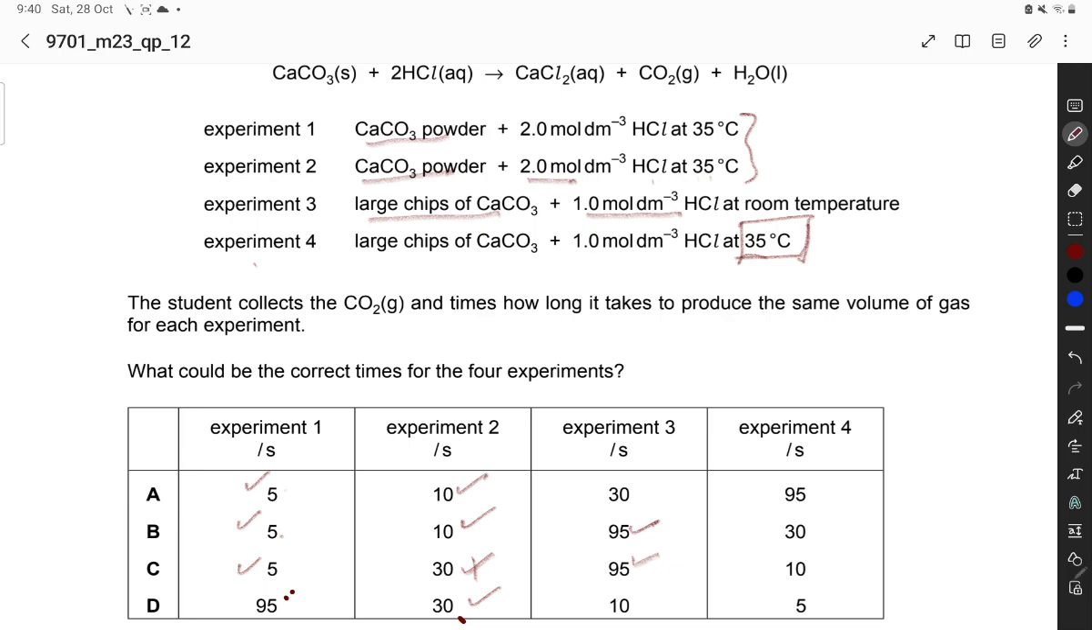So next, experiment 4 is 95 degrees centigrade, 95 second. In experiment 4 temperature is increased even though large chips of calcium carbonate and the same concentration are used, but by increasing the temperature, it will take less time. So it must be correct. Not 10. 10 is too small a time. 5 is also appropriate because large chips of calcium carbonate are used. So option B is correct.